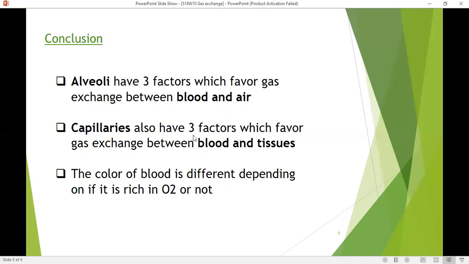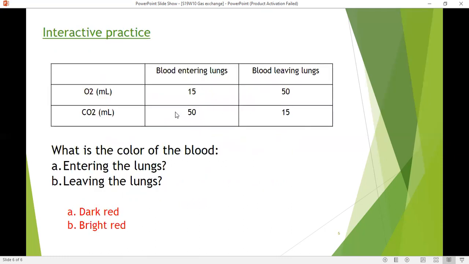So in conclusion, the alveoli have three factors which favor or facilitate the gases exchange between blood and air. And the capillaries also have three characteristics which facilitate the gases exchange between the blood and tissues. Also, the color of the blood depends on the content of the gases, whether it's rich or poor in carbon dioxide. Now we have this interactive practice together.